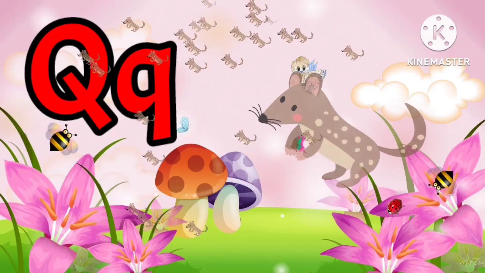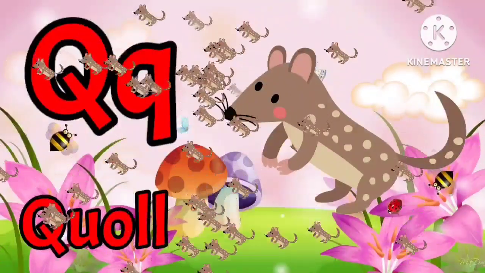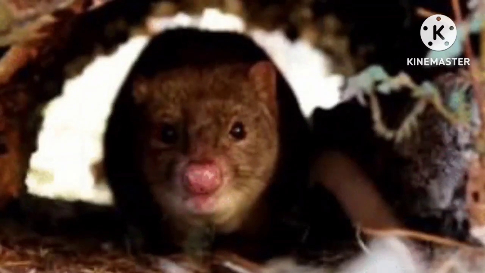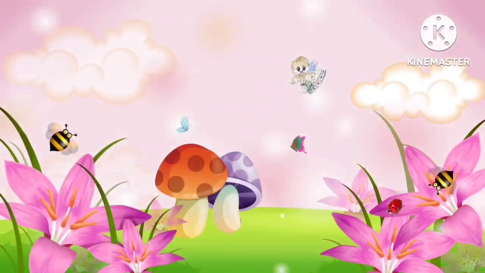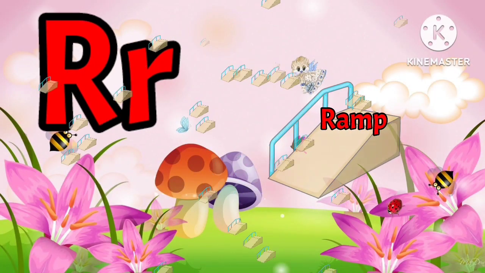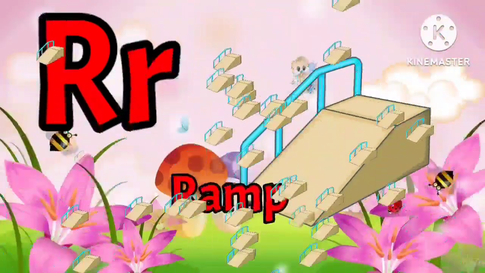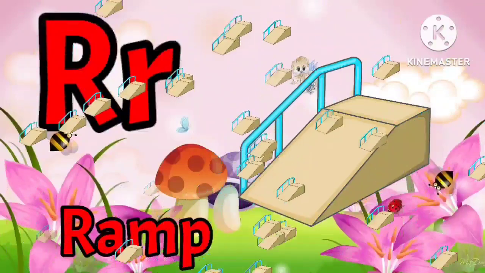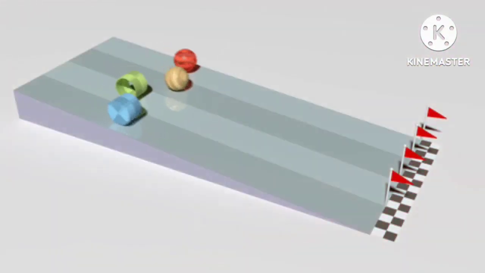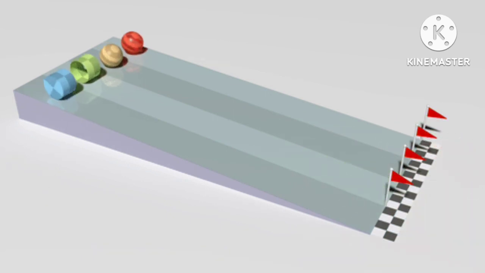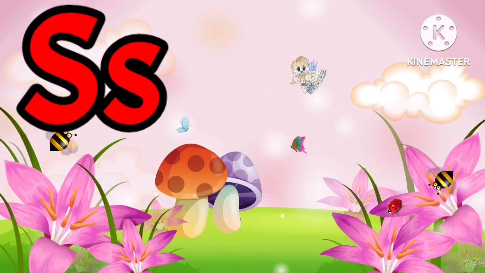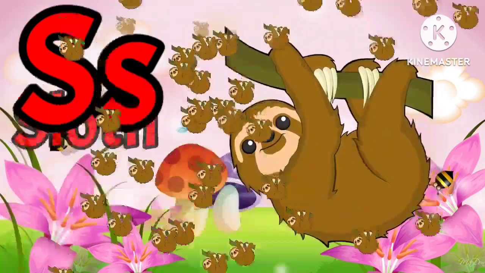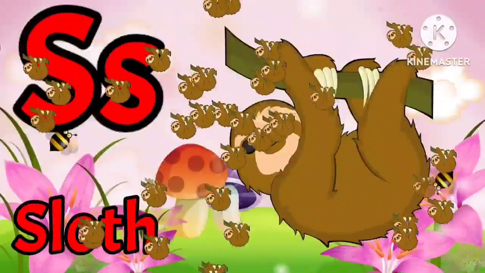Q. Q is for quail. R. R is for ramp. S. S is for sloth.